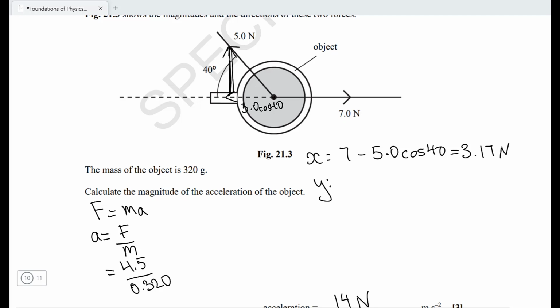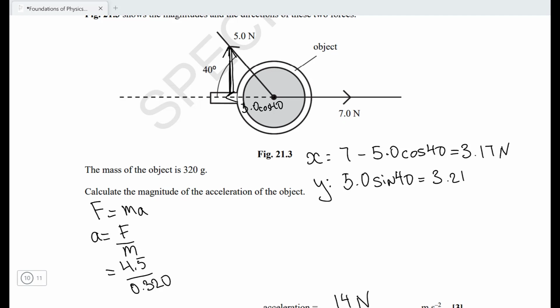Now in the y direction, we don't really have anything other than the y component of this 5 Newton vector, and that is just equal to 5.0 sine of 40, like so. So let's calculate that. 5.0 times the sine of 40 is about 3.21.